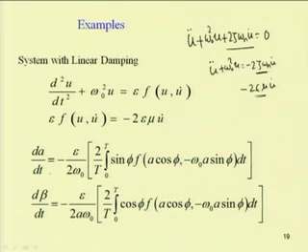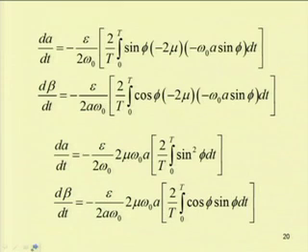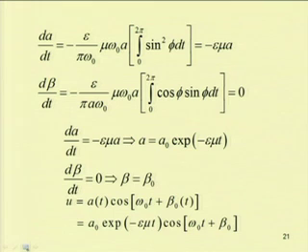Now, this dA/dt can be written as minus epsilon by 2 omega 0, integral from 0 to T of sin phi times (a cos phi minus omega 0 a sin phi) dt, or in terms of phi, using the period 0 to 2 pi, this dA/dt can be written as minus epsilon by pi omega 0 times mu omega 0 a, integral from 0 to 2 pi of sin square phi d phi.